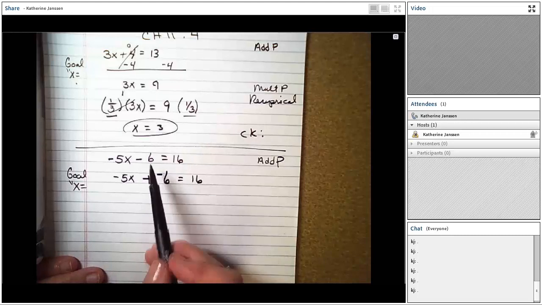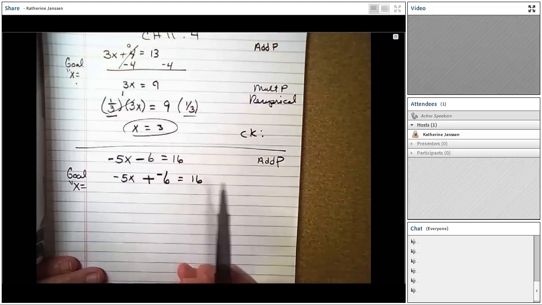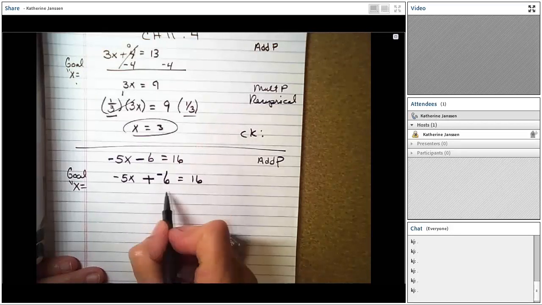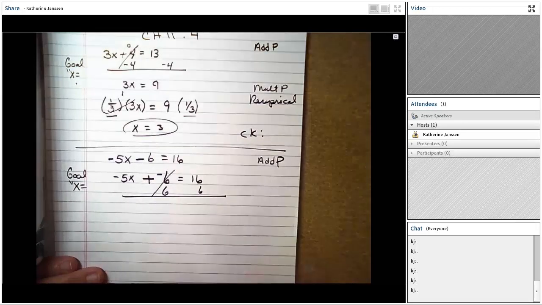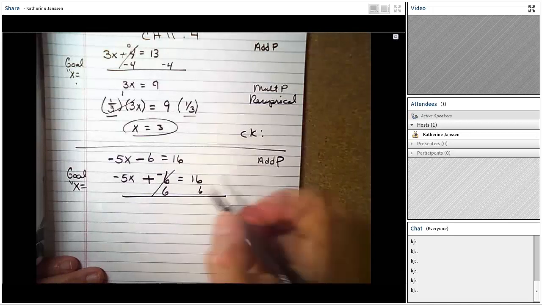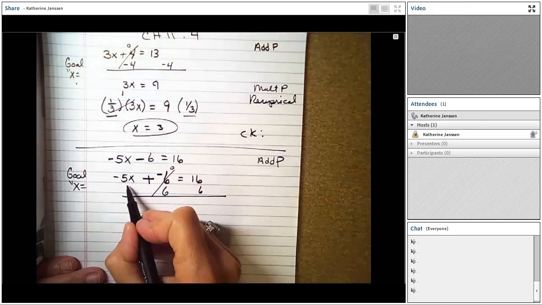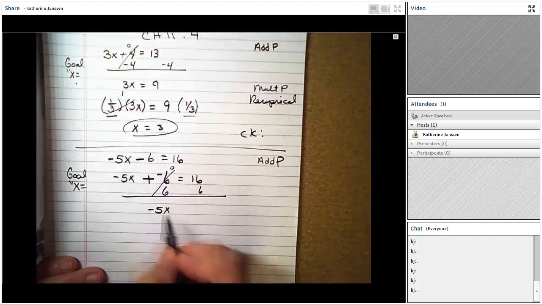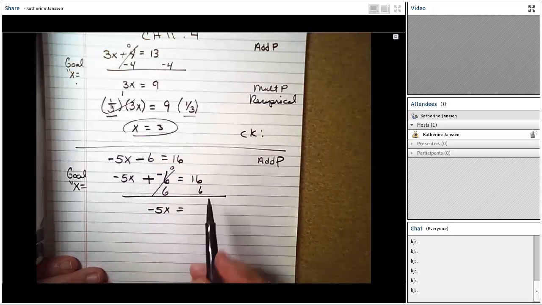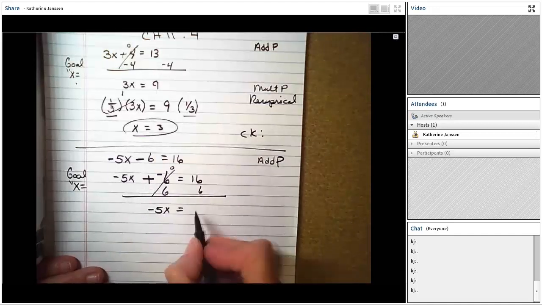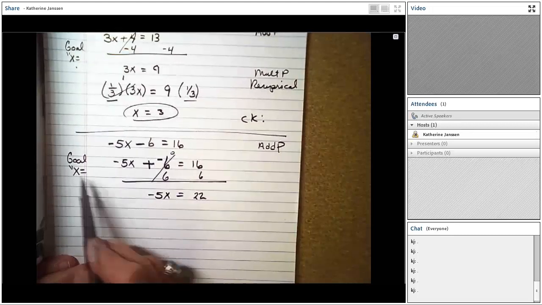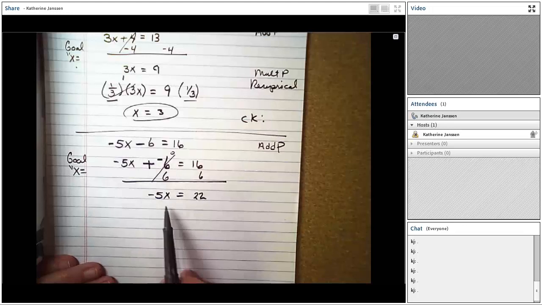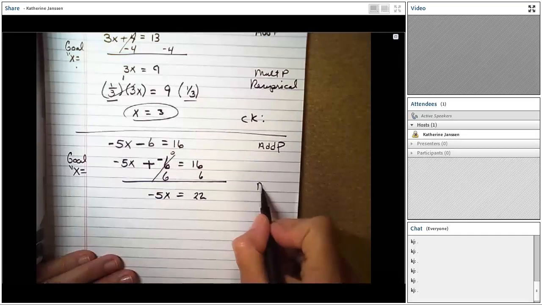The sign was tied up in the operation of multiplication. So I'll add a positive 6 to both sides. I'm doing that because the opposites added go to 0, and negative 5x plus 0 would be negative 5x. And 16 plus 6 is 22. Now I'm still not at x equals. I've isolated the x term, but now I need to use the multiplication principle.